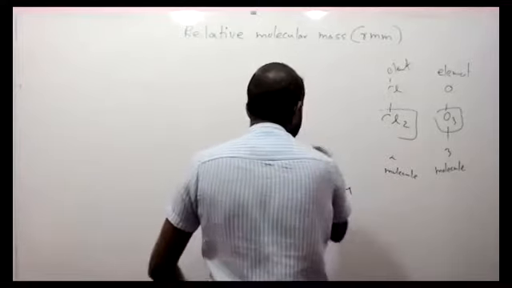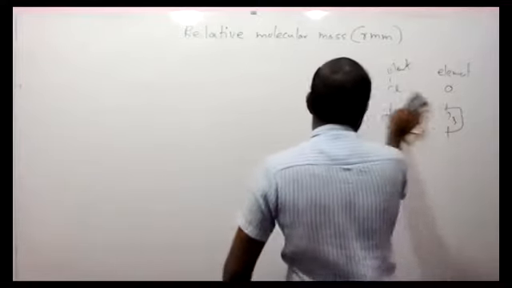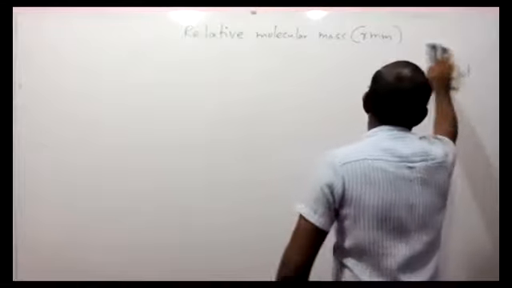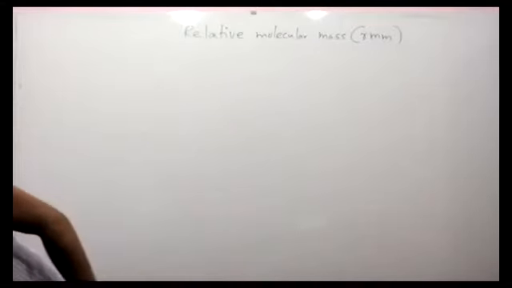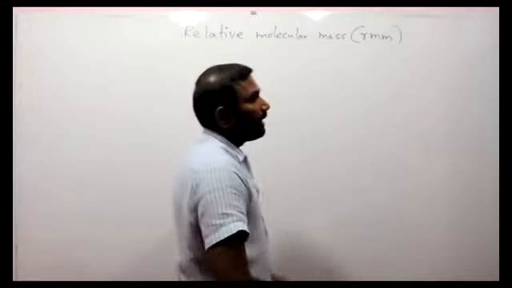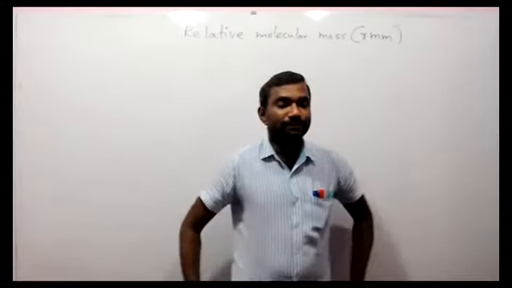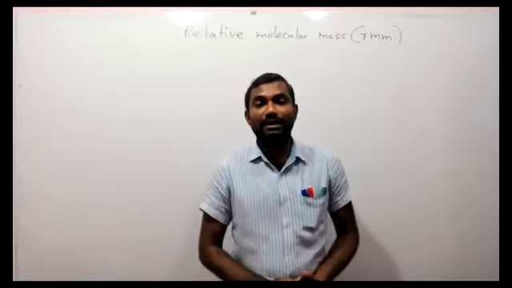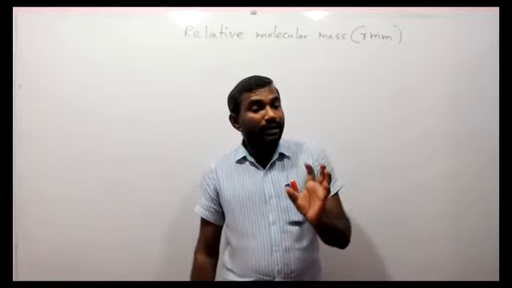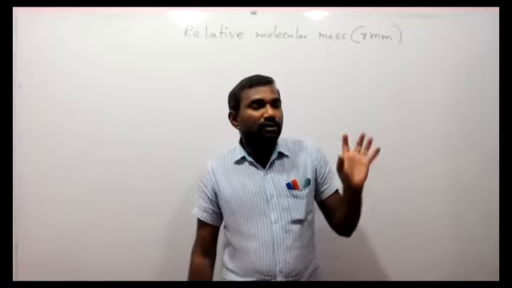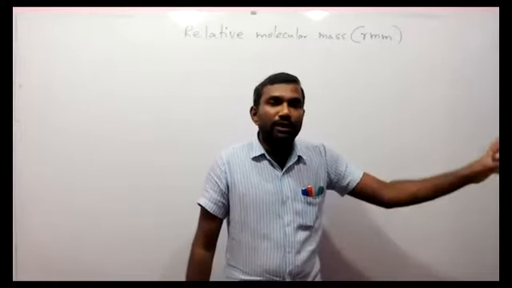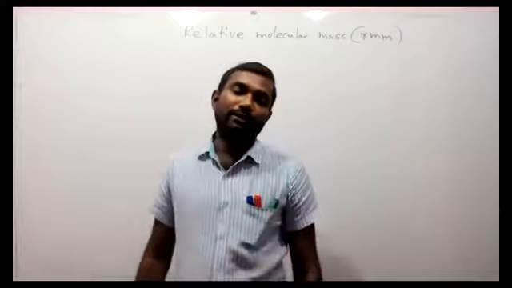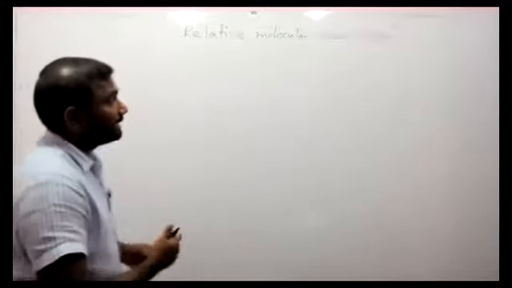So atoms exist only as elements. So for relative atomic mass, you will have the word element. But molecules exist as elements as well as compounds. So we define relative molecular mass like this. How do we define it? The ratio between the mass of one molecule of an element or compound and 1/12 the mass of an atom of carbon-12 isotope, we call it relative molecular mass.